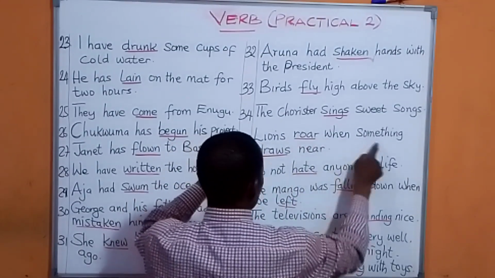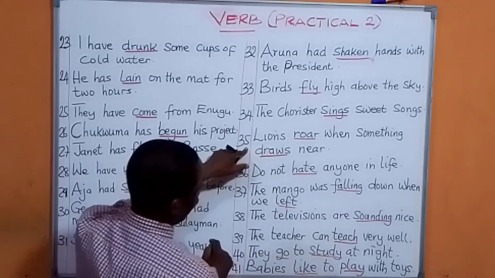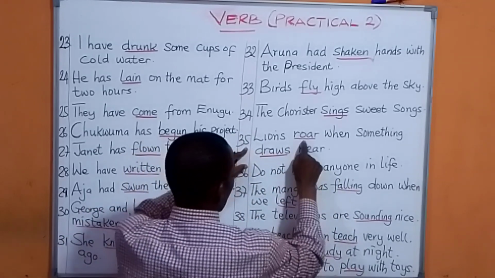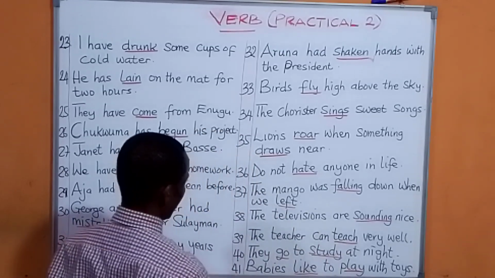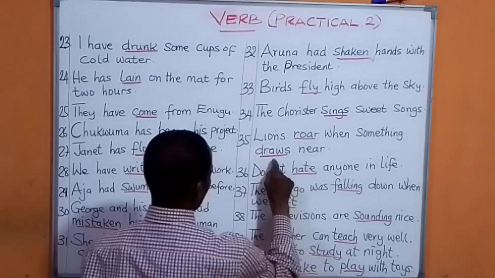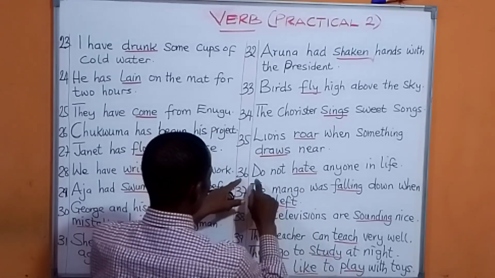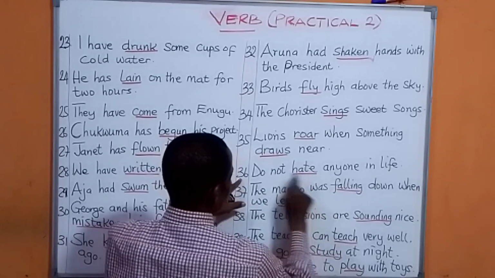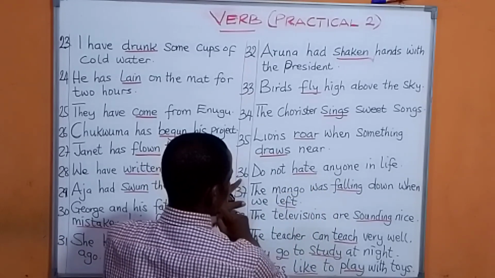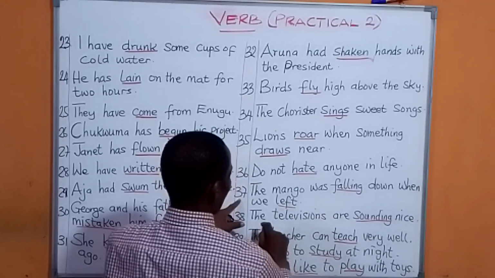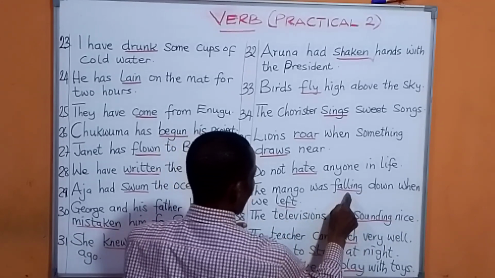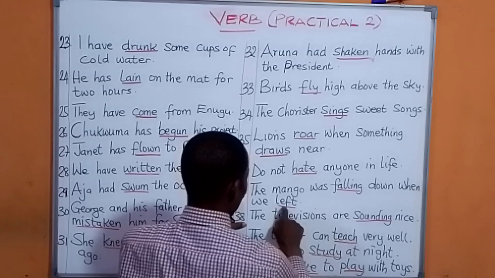Lions roar when something draws near. What are the action words there? Roar, that's the lion. Something draws, that's the action. So roar, draws, those are the verbs there. Do not hate anyone in life. That's the action word there. Hate, that's the verb. The mango was falling down when we left. What's the action word there? Falling, and another, left.